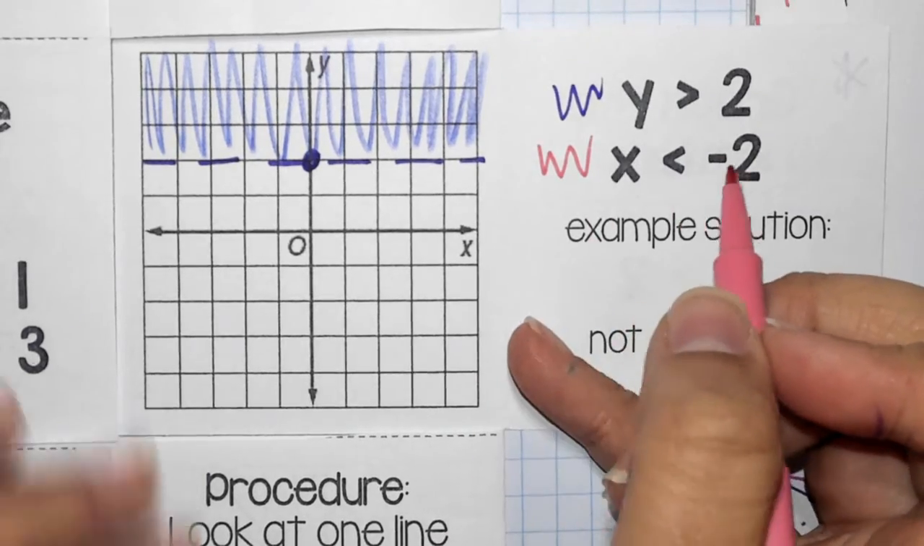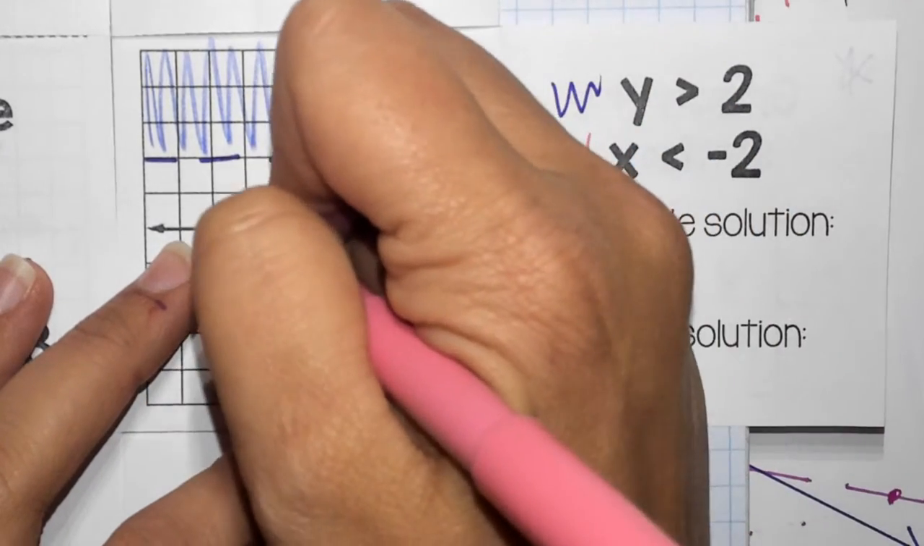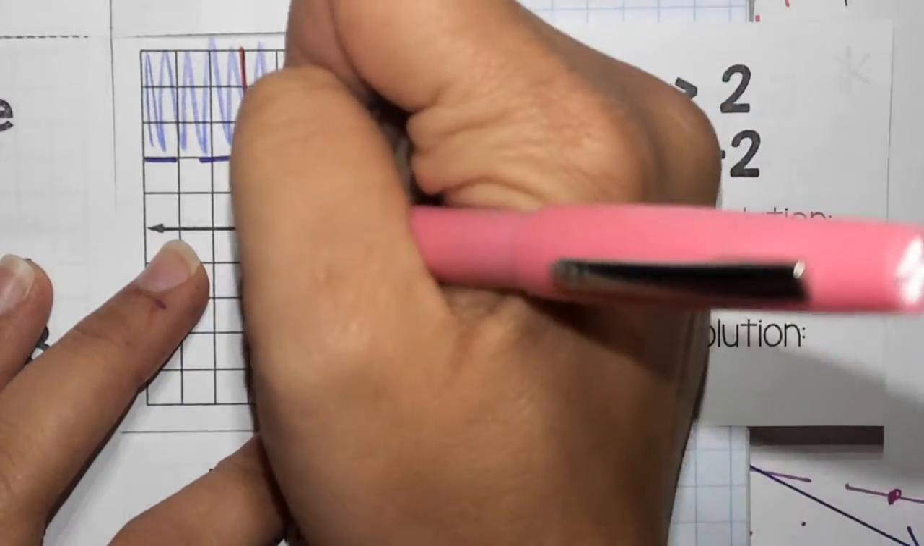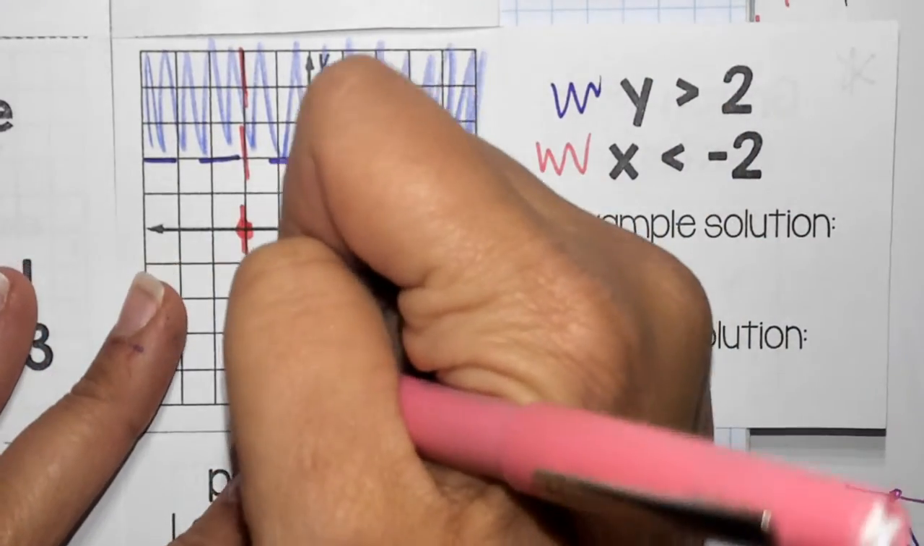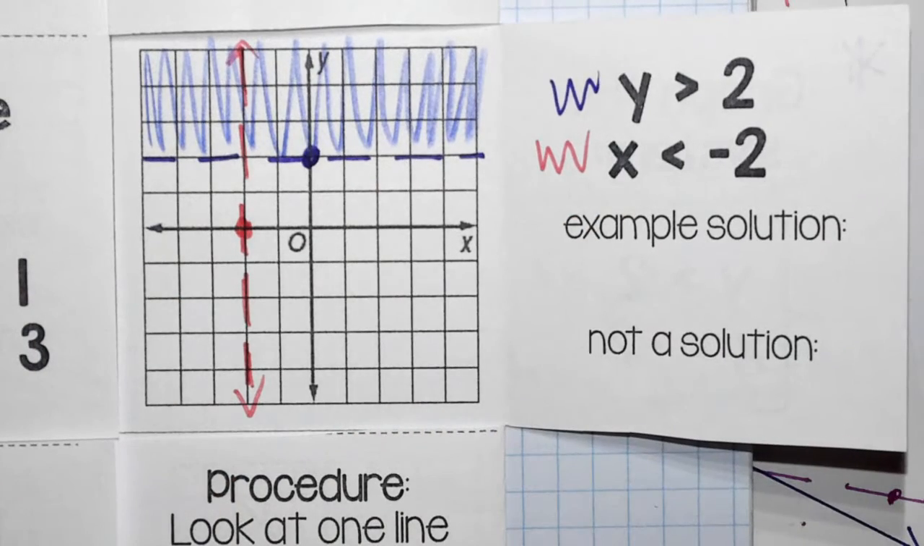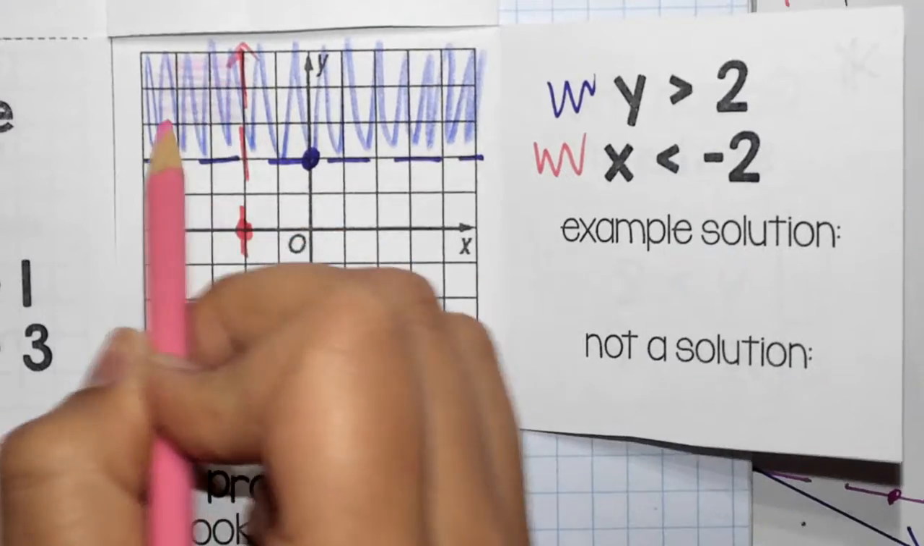All right, this one, it's x. It passes through the x-axis, so you would go left 2. It's a vertical line, and it's dashed. To the left or to the right? The left, because it's less than. Good job.